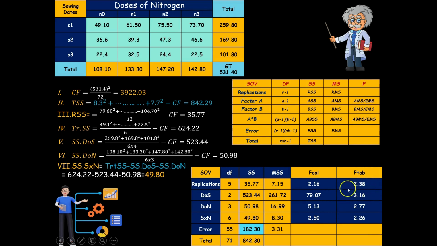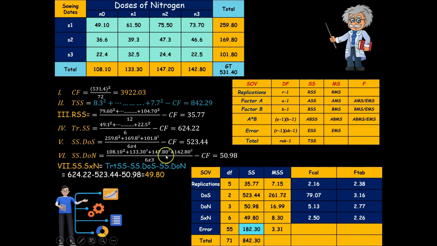So the tabulated values are already given here, and how these are calculated. These are calculated at 2 degrees of freedom, one due to numerator and another one due to denominator. That means at 2 and 55, 3 and 55, 6 and 55 degrees of freedom. So in this case, except replication, all these sources of variation are significantly different with respect to a particular level.